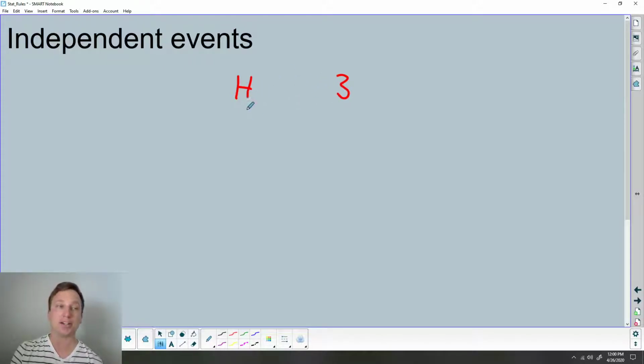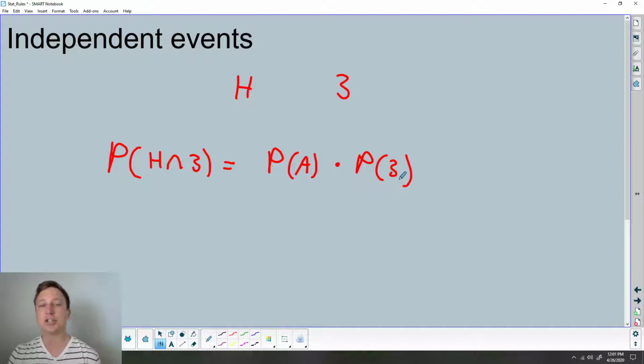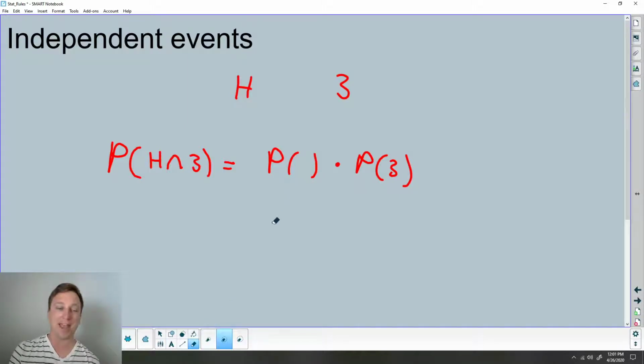So why that matters is when I have independent events, I know that the outcome of one does not impact the outcome of the other. I can say that the probability of a heads and a 3 is equivalent to the probability of a heads happening multiplied by the probability of a 3. So I can multiply these two probabilities, and I don't know why I just put A there. That should be probability of heads.